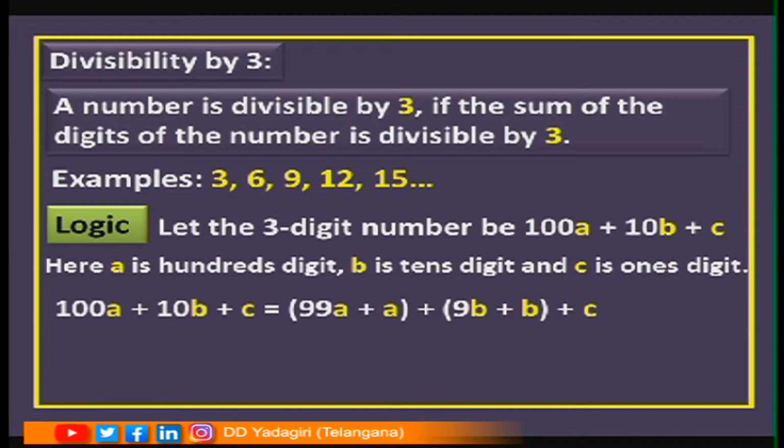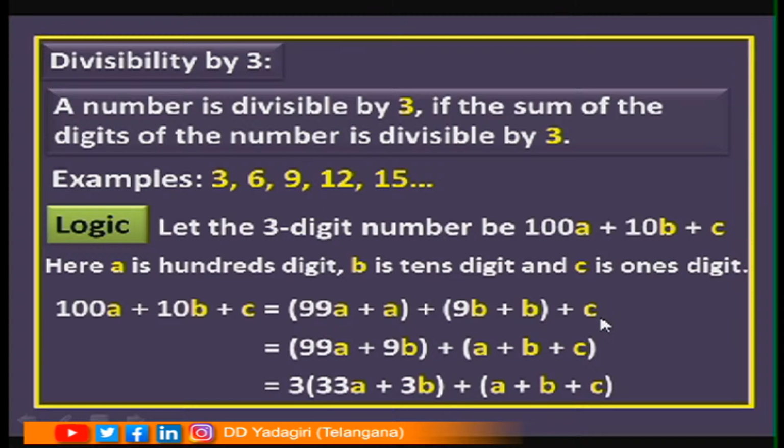Now, in this 3-digit number, I am going to split 100A as 99A plus A. This gives back again 100A, right. Now, 10B I am writing as 9B plus B. Again I will rearrange them. So, I get 99A plus 9B, which I am taking separately, and then we are left with A plus B plus C. Now, in 99A plus 9B, I am taking 3 common. Even though 9 is common, I want only 3 to be taken out.